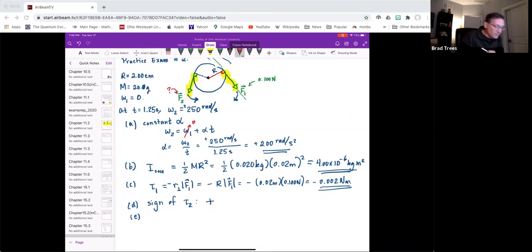What's that magnitude? They've told me everything else. They've told me the magnitude of F1 and the radius of the disk. That's how I got tau 1. They told me the mass of the disk and the radius. That's how I got ICOM. I figured out alpha, the angular acceleration. What physics idea is left to get F2?